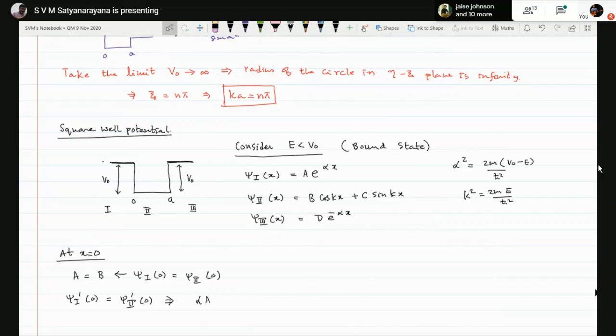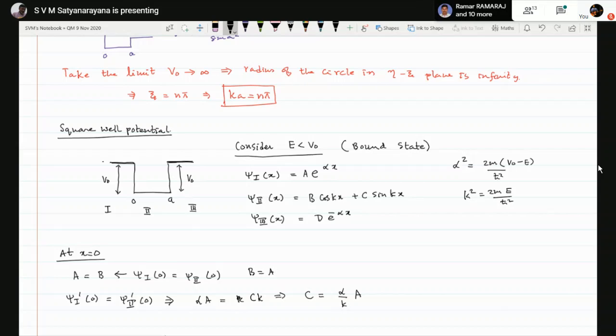Alpha times A is equal to k. So this is minus bk sin k. So ck is equal to c times... So you can see that my c is equal to alpha by k, and b is equal to b.